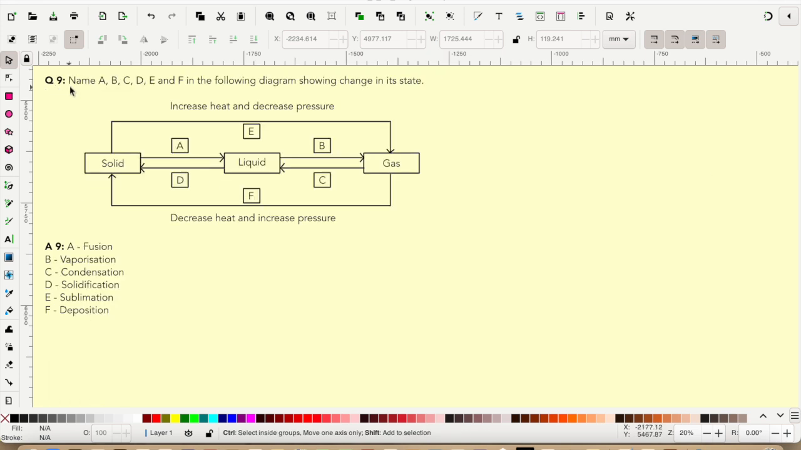Last question. Name A, B, C, D, E and F in the following diagram showing change in its state. From solid to liquid is marked A, that is fusion. From liquid to gas it is marked B, which is vaporization. From gas to liquid is marked C, which is condensation. Liquid to solid is marked D, which is solidification. From solid to gas is marked E, which is sublimation. From gas to solid is marked F, which is deposition.